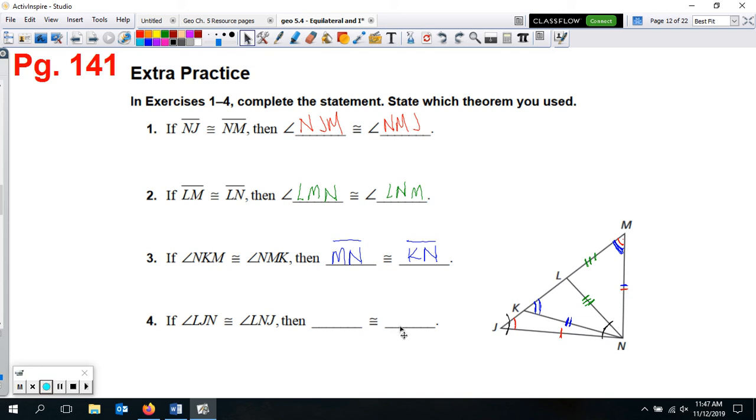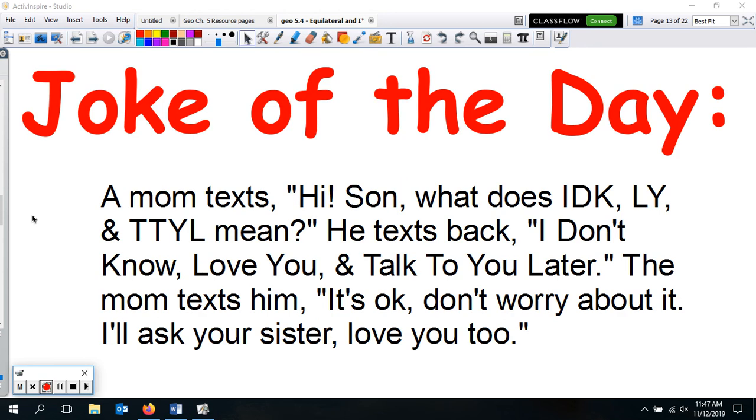So which sides can be congruent because of the converse theorem of that base angle? So if our base angles are congruent here of this triangle, then that means that this side here can be congruent to this side, LJ and LN. So right there, LN is congruent to LJ. Okay, so go ahead and make sure you checked your answers. If you made any mistakes, just go ahead and fix them. And let's move on to our next part.